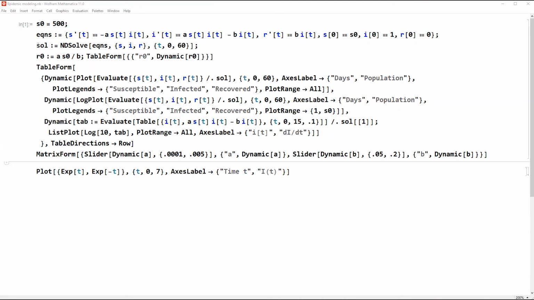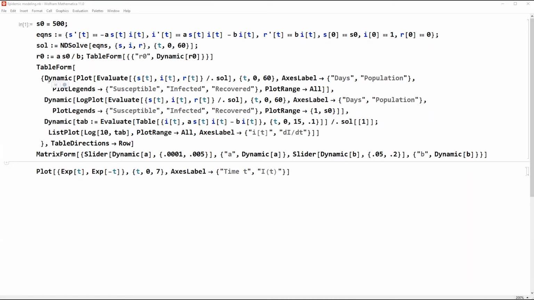So to solve this, I just say NDSolve, and then I give the variables and then the time range over which I would like to solve them. So I don't have to worry about creating a solution. And then I'm going to calculate this quantity R naught, which is A S naught over B. This is the capital R that people use in epidemiology. And then I'm going to create this. It's going to dynamically update. And then I'm going to plot 3 things.